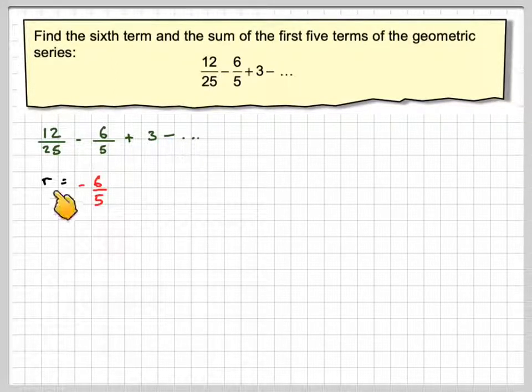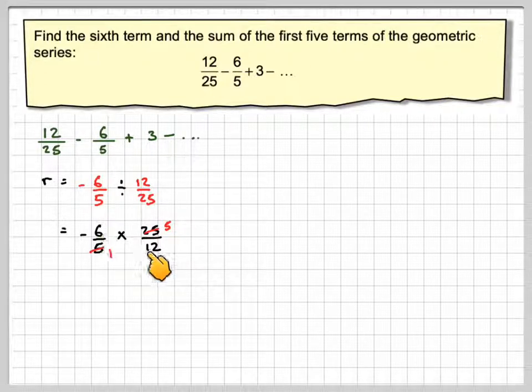If we want to find the common ratio, then we need to take the second term and divide it by the first term. Remember, this is minus 6/5 divided by 12/5, which is minus 6/5 times 25 over 12. See, the 5 will go into 25 5 times, and then the 6 will go into 12 2 times, and into 6 1. So we get a common ratio of minus 5 over 2. And that's minus because it alternates between being minus, positive, minus. Right.